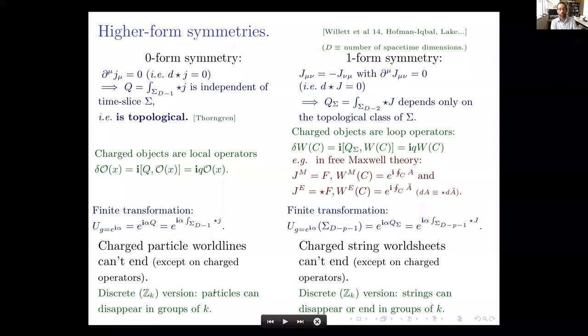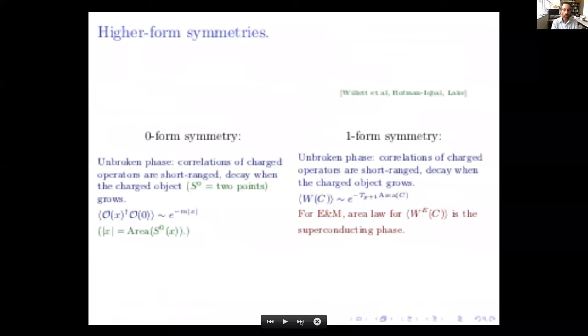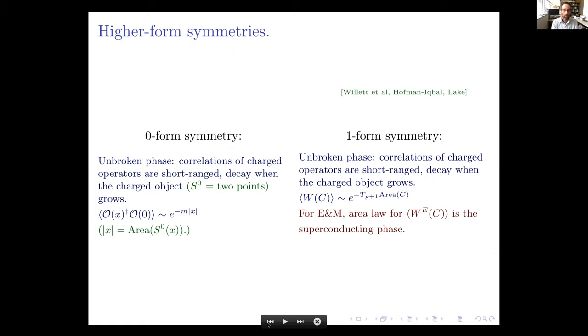Okay, so why am I talking about this? Well, it gives us a generalization of how to label phases of matter. We usually classify phases of matter by what they do to their zero-form symmetry. So for example, we can have an unbroken phase of a zero-form symmetry, which means that the correlations of charged operators are short-ranged.